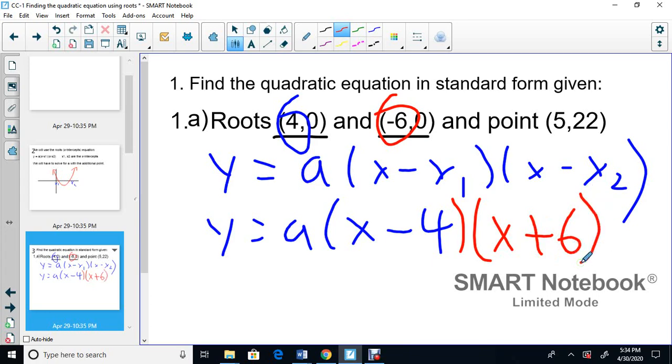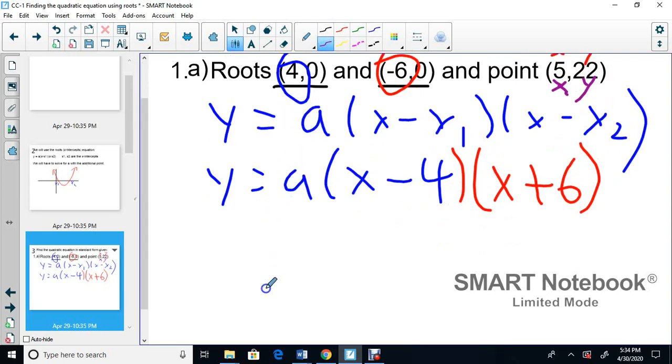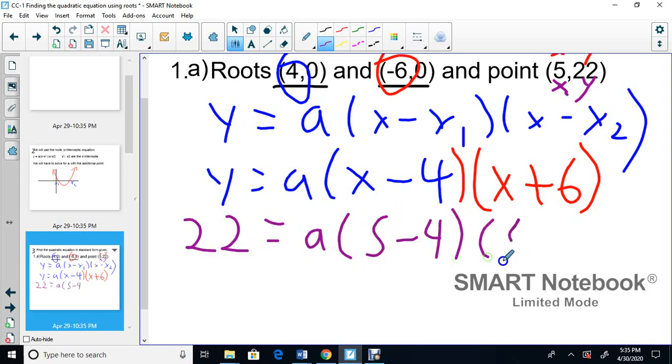So we've got an equation here, but we don't have a. We got an additional point. We got an x here and a y there. And we can plug that additional point, this x and the y, into the equation. Okay, so y is 22. So we're going to put 22 here, equaling a, x is 5. So wherever we see an x, we put a 5. And we put a 5 here plus 6.